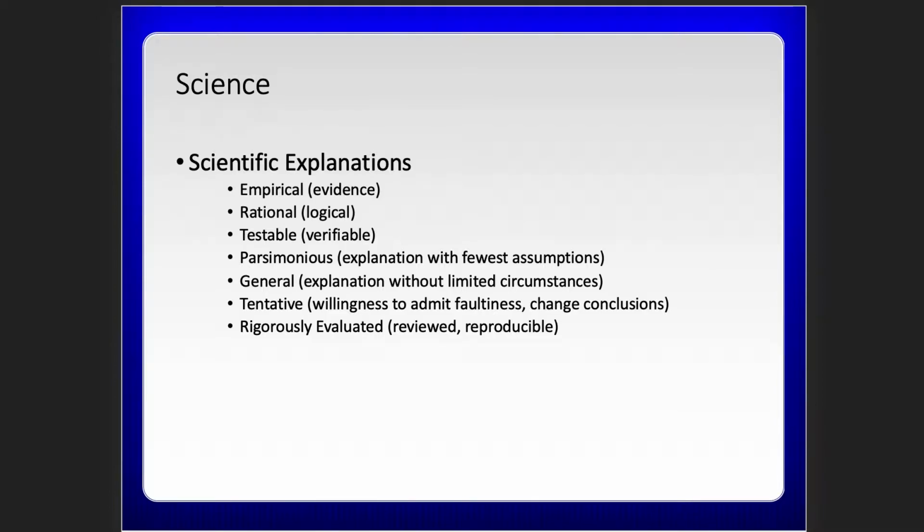And a parsimonious explanation with the fewest assumptions. Also with this, not just assumptions, but a lot of biases need to be taken out as well. So, the fewest assumptions: what happens when we assume, you know how that goes. Also, the general explanation without limited circumstances.